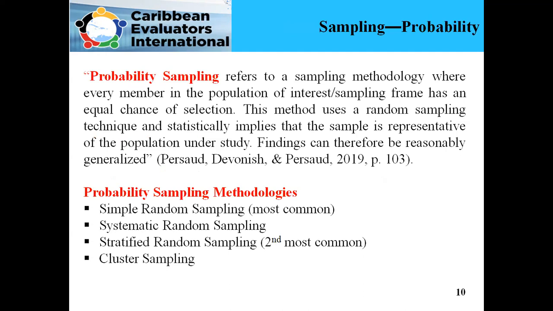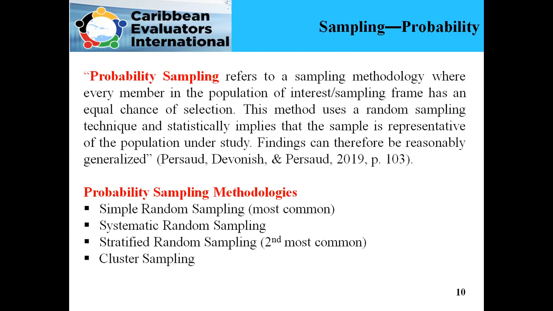Probability sampling may therefore be defined as a sampling methodology where every member in the population of interest or in the sampling frame has an equal chance of selection. This method uses a random sampling technique and statistically implies that the sample is representative of the population under study. This is what gives us the ability to generalize from our sample.